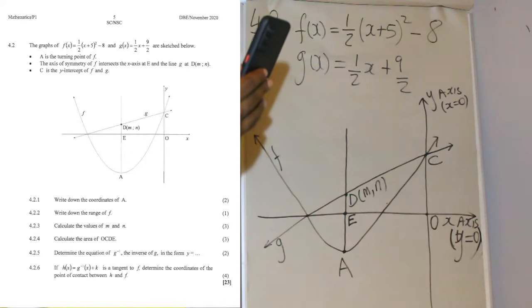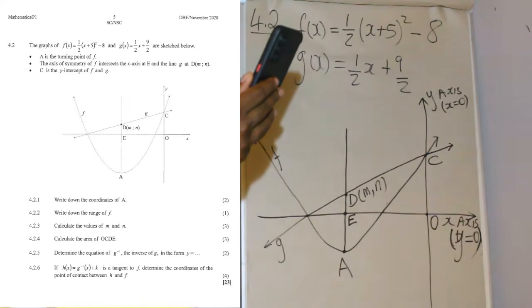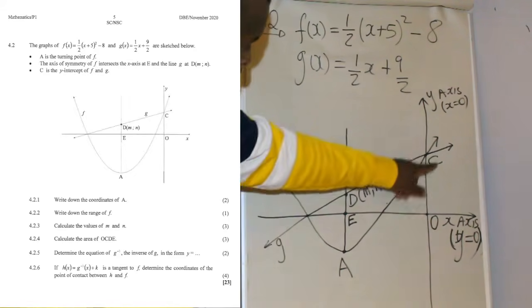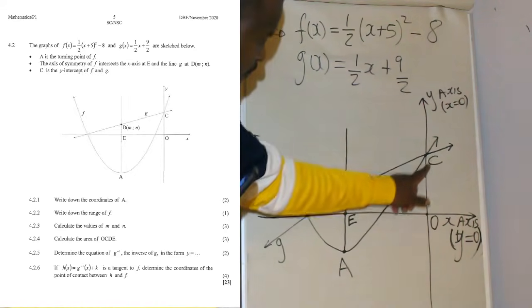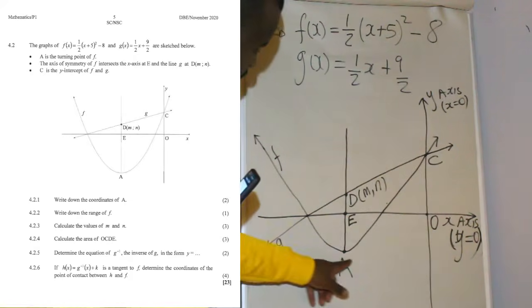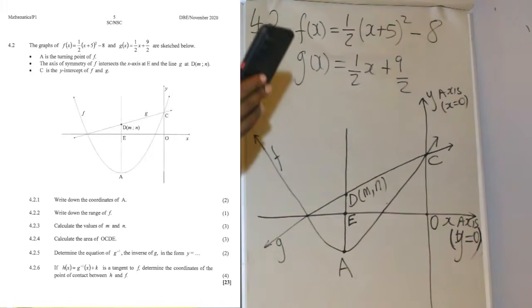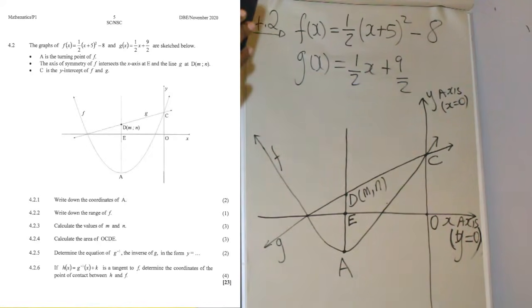The graphs of f and g are sketched below. A is the turning point of f. A is the turning point of this function here. So A is the turning point of this graph. The axis of symmetry of f intersects the x-axis at E and the line g at D.